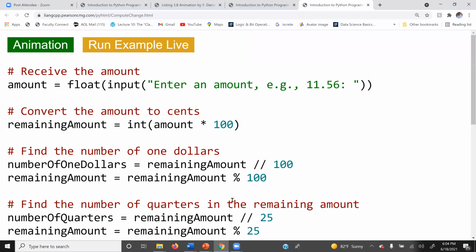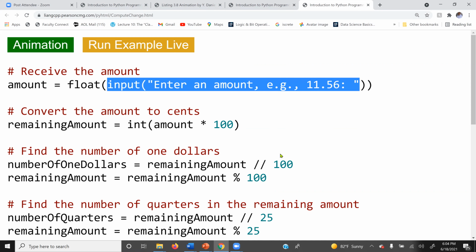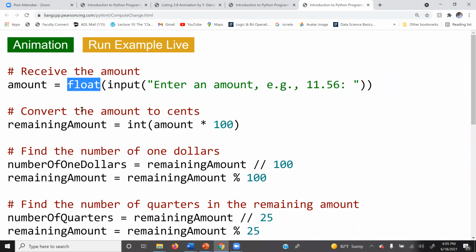So let's see this program. The first thing we do here, we ask the user to enter the number. So here you see we are using the input. And we tell the user to enter something like $11.56. Now, because we are going to use this value in an arithmetic operation, after we finish entering, it's a string. We convert it to float before we assign it to a variable named amount. So this is converting the input to float. Then we assign it to a variable named amount.